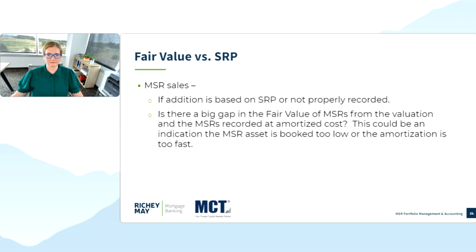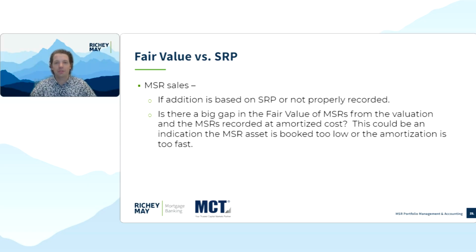This slide jumps around a little bit, but on MSR sales, just to caveat there, we typically run into some hiccups if there is an MSR sale and how the gain or loss is booked. Remember, any gain or loss from the sale of the MSRs, and I'm talking about a bulk sale, is just the difference between the consideration received and the valuation that you obtain at the sale date. That's what's going to flow through to your P&L.